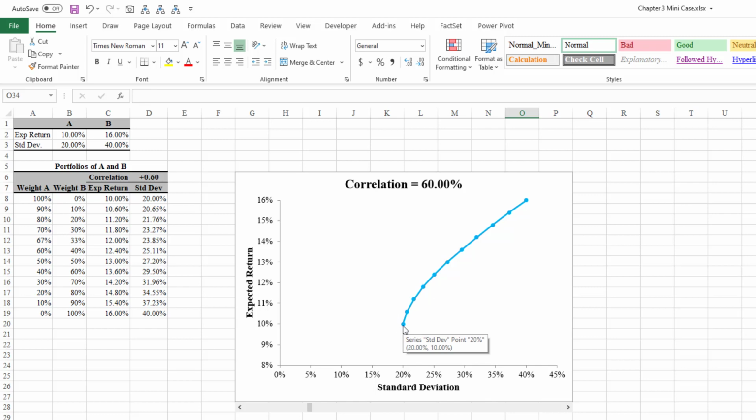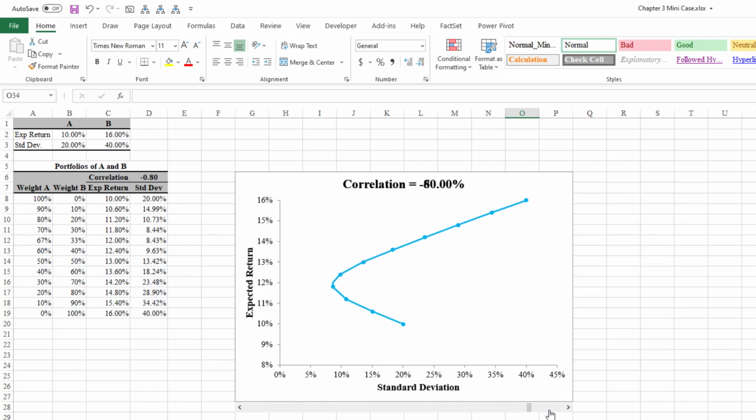Again, notice that point A and point B do not change. They don't move because this is 100% in A and this is 100% in B. It's only the combinations that change when the correlation changes. And so the lower the correlation, the more it bows out. And when we get to a correlation of -1, just like in the little movie in the lecture, we get a risk-free portfolio.